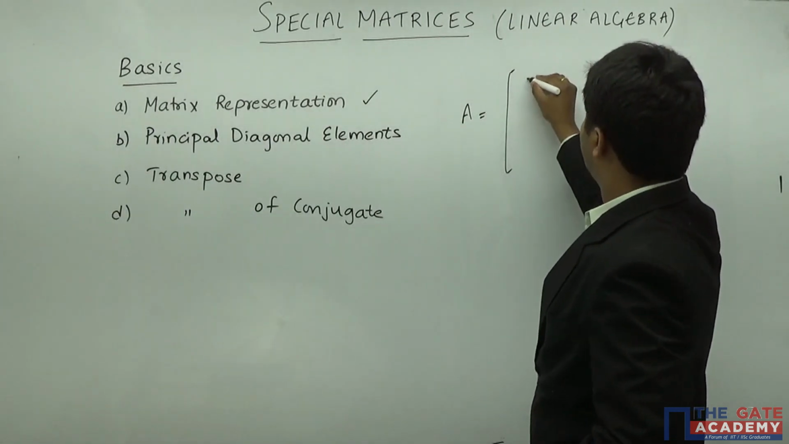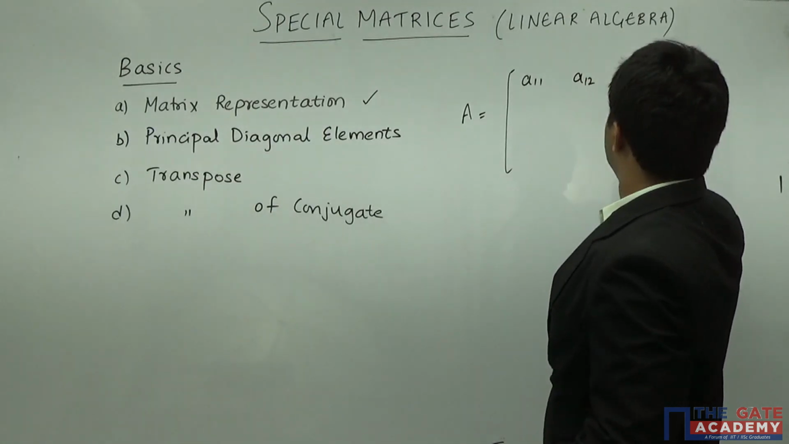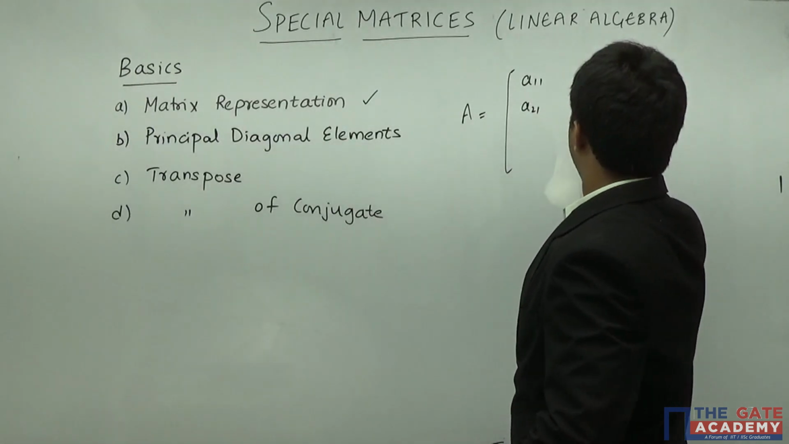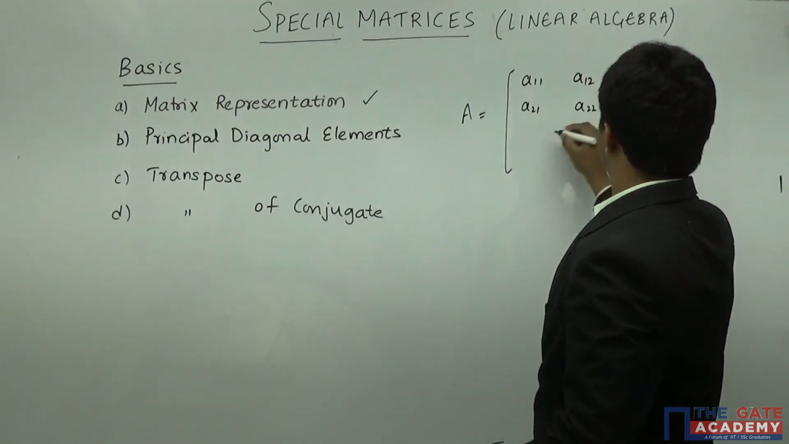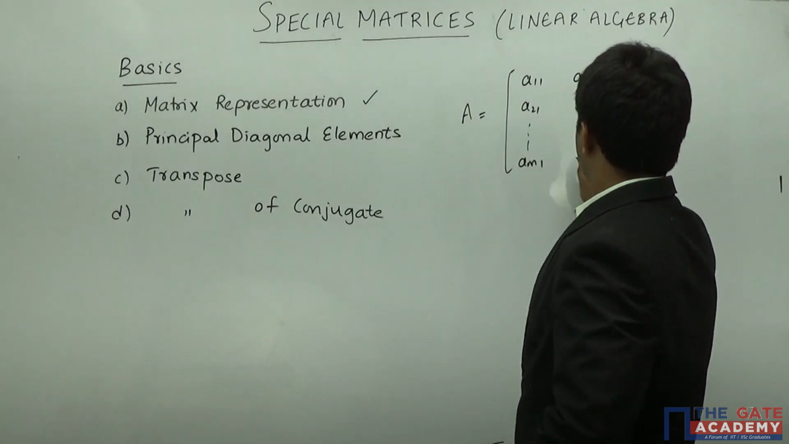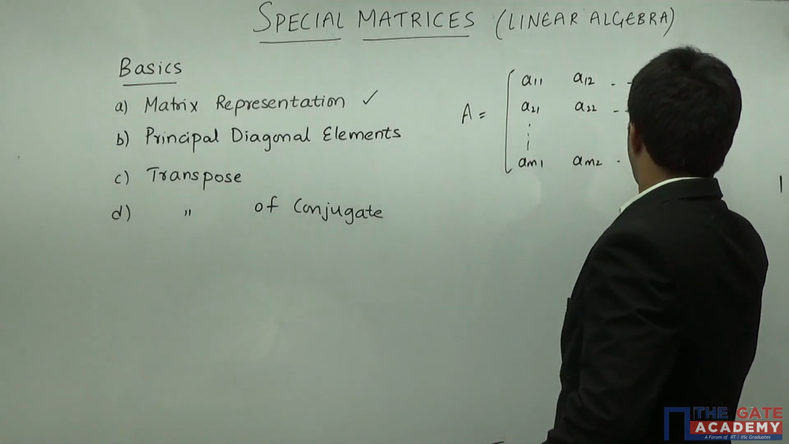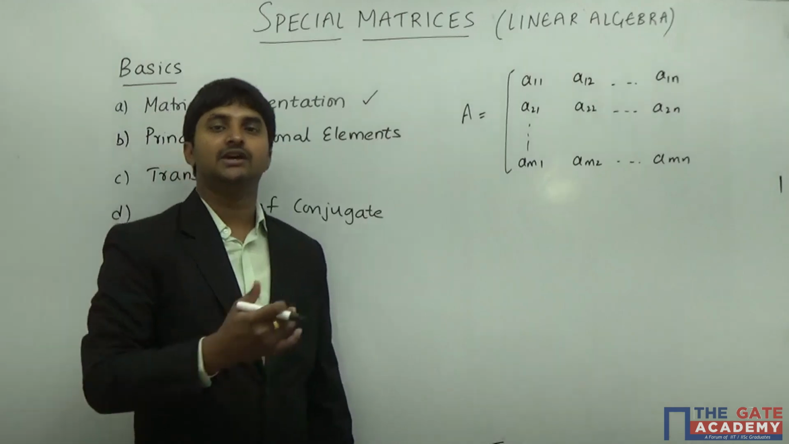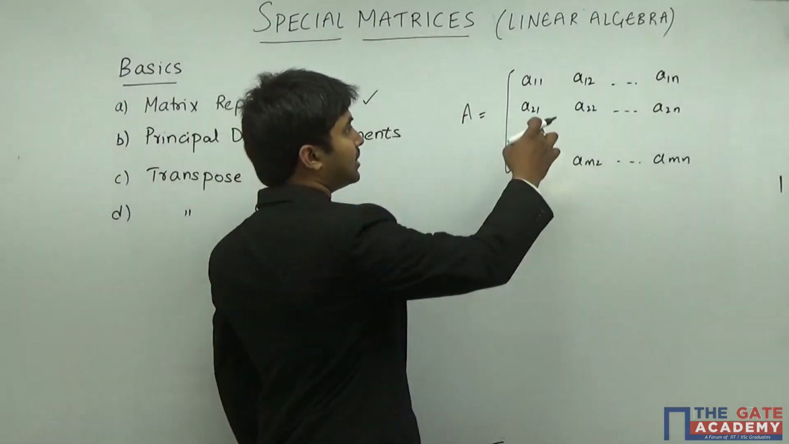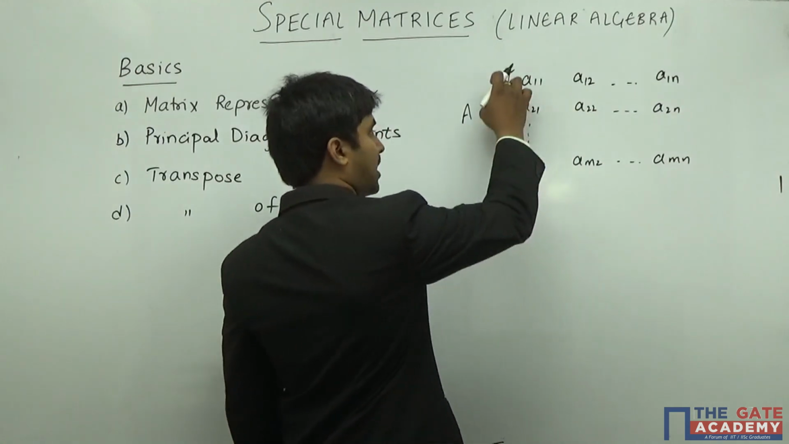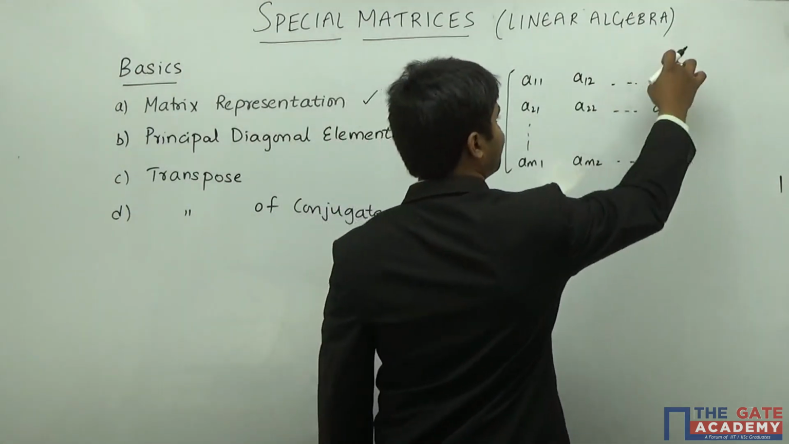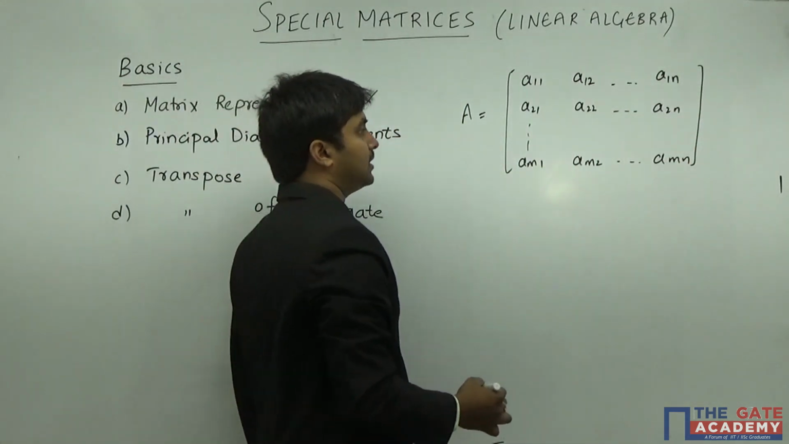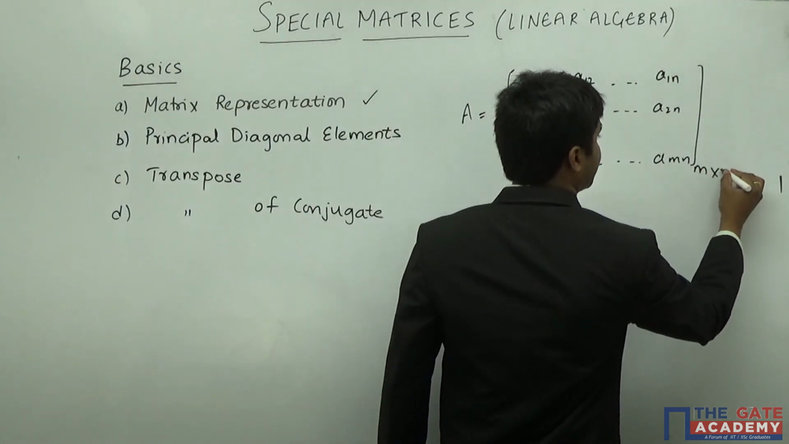For example, if I want to represent a matrix A in terms of rows and columns, I can write it as A11, A12, and so on, A1n. Similarly, A21, A22 and so on, A2n, and so on, Am1, Am2, and so on, Amn. So what I am trying to do here is arrange some elements in terms of rows and columns. Here you can see how many rows are present? There are m number of rows and n number of columns.